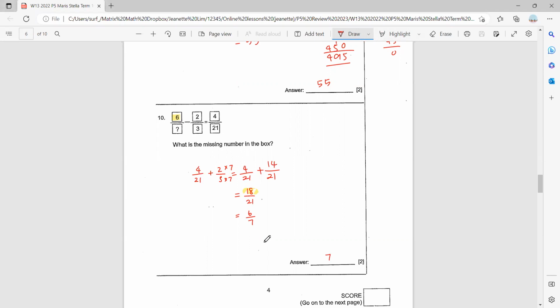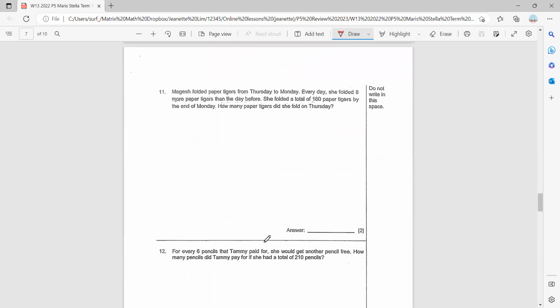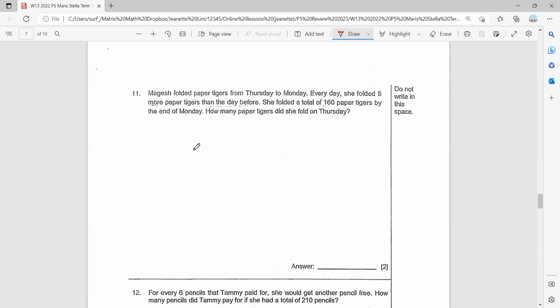Okay, question 11. Magesh folded paper tigers from Thursday to Monday. Every day, she folded 8 more paper tigers than the day before. She folded a total of 160 paper tigers by the end of Monday. How many paper tigers did she fold on Thursday? Okay, take note of this. This one, the answer key actually shows you the wrong answer. Okay, how you do this is like that.